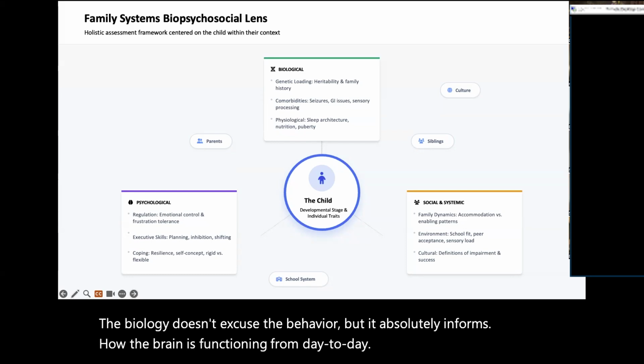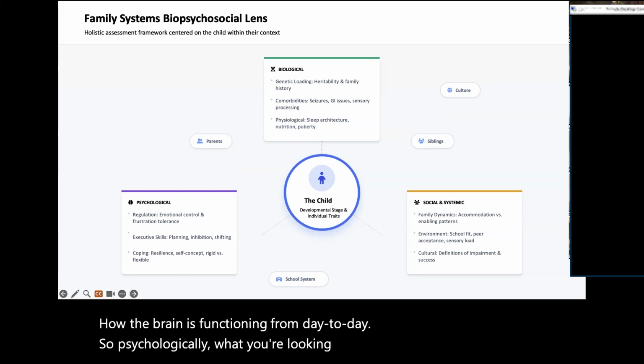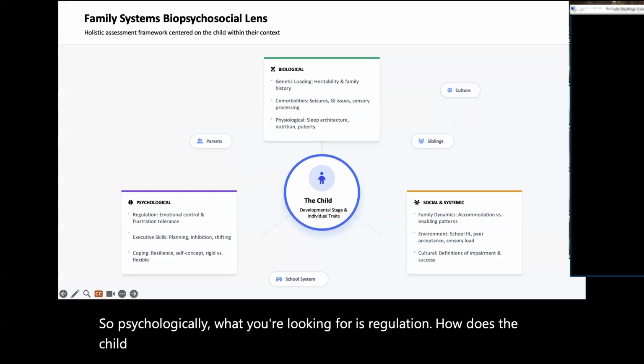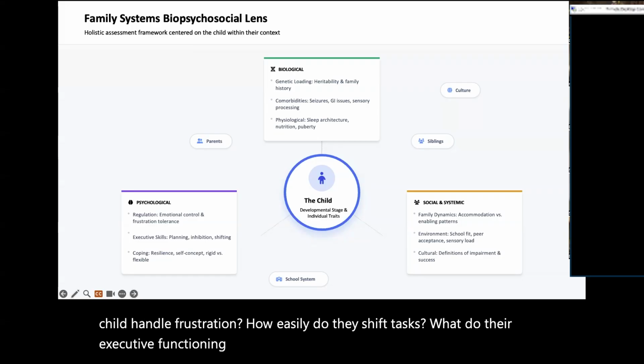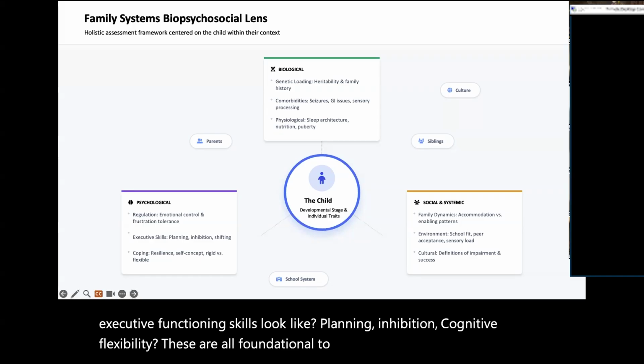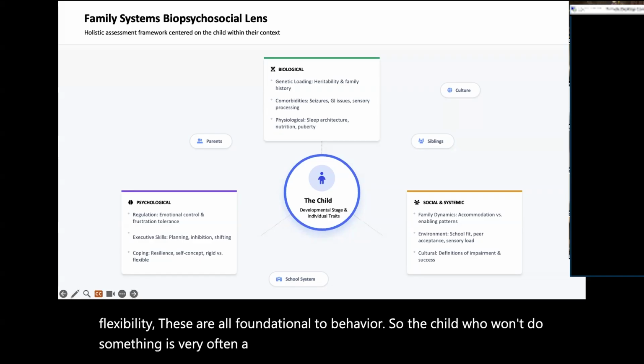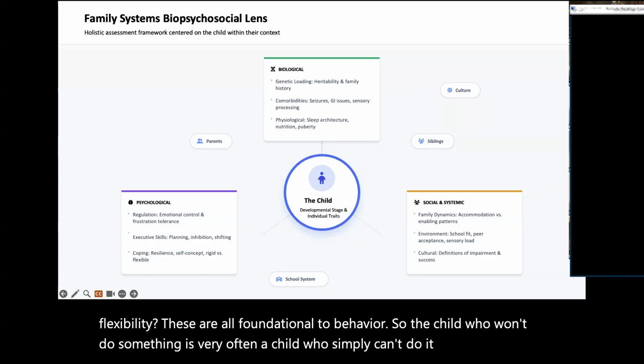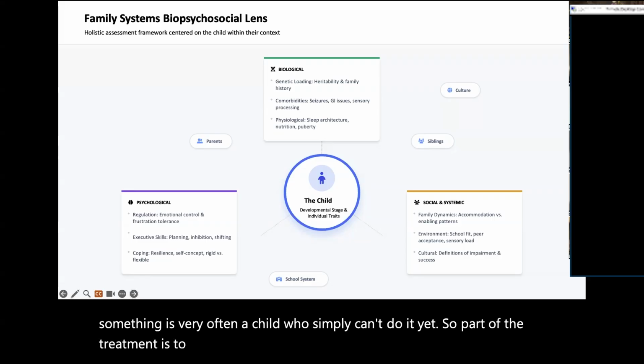Psychologically, what you're looking for is regulation. How does the child handle frustration? How easily do they shift tasks? What do their executive functioning skills look like? Planning, inhibition, cognitive flexibility. These are all foundational to behavior. So the child who won't do something is very often a child who simply can't do it yet. Part of the treatment is to provide age-appropriate anticipatory guidance.